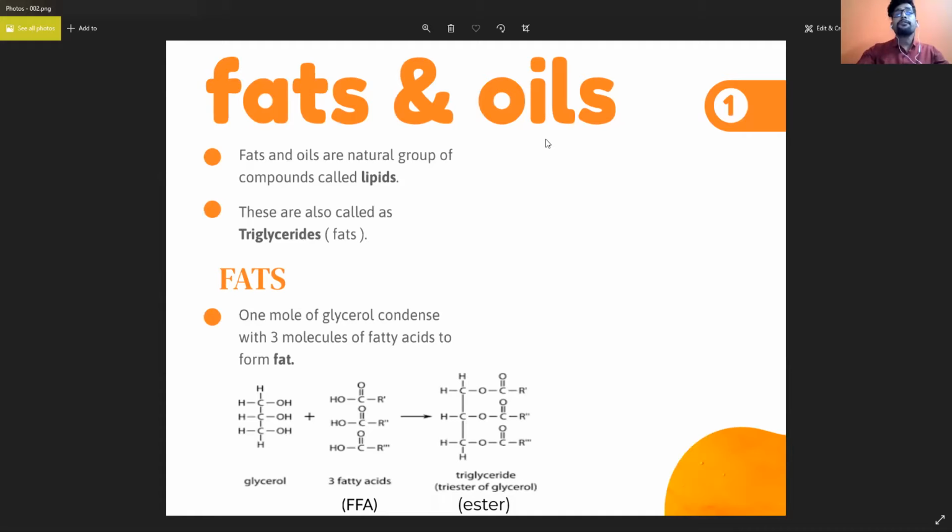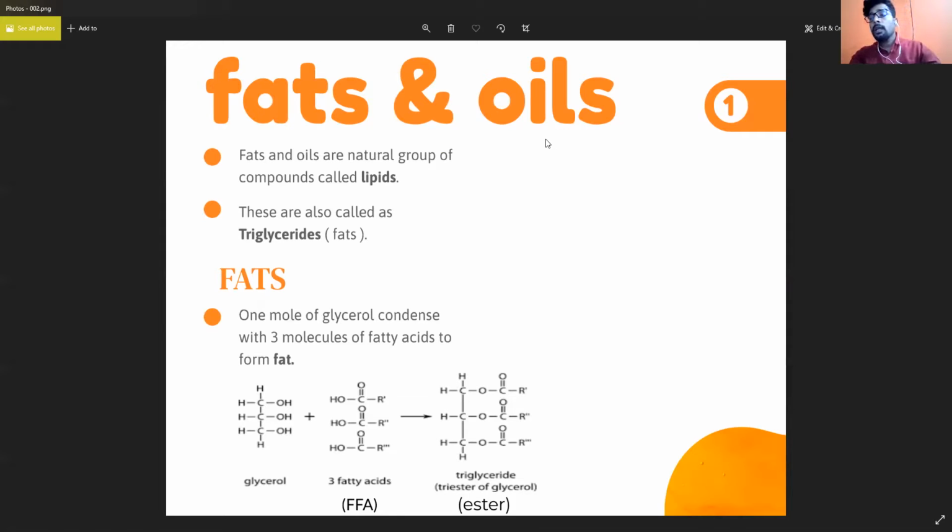Then how is a fat formed? A fat is formed when one molecule of glycerol condenses with three molecules of free fatty acid. Why is it called free fatty acid? It means the three acids are not connected to each other. That's why it is called free fatty acids.